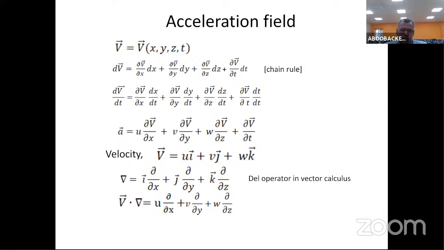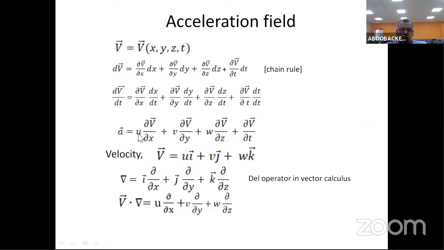So when we study the fluid motion, the acceleration field is also important. Essentially, we have the velocity field. A vector is a function of position, that is space coordinates x, y, z, and t. So v is a function of its location as well as time. So we want to have a derivative, dv by dt, by chain rule, we can have dv by dx, dx, dv by dy, dy, and so on. So from this we'll have acceleration as dv by dt.